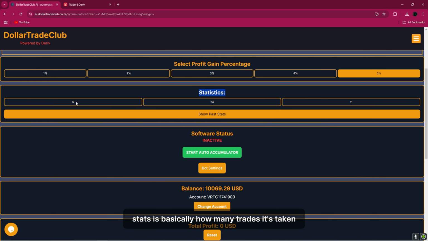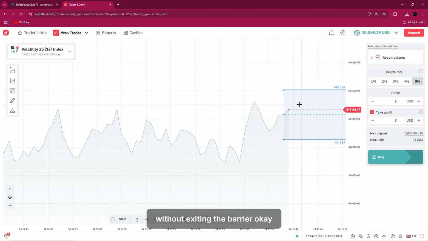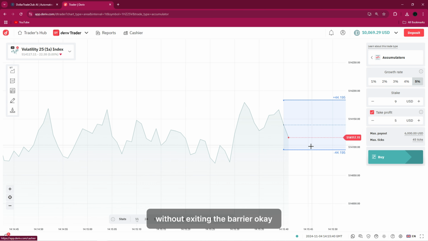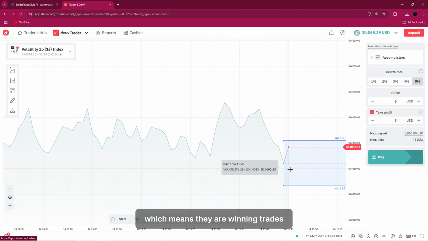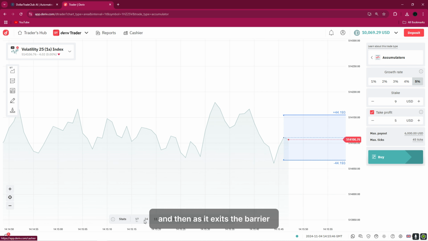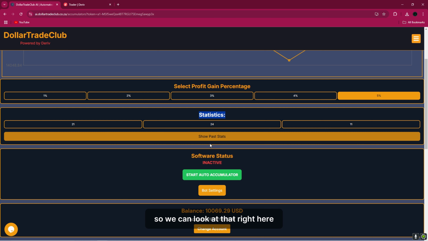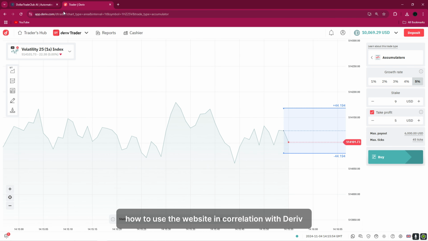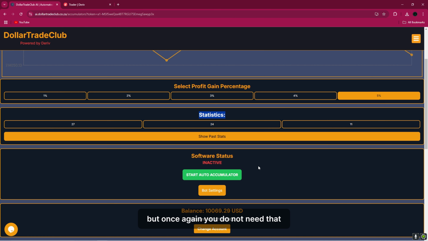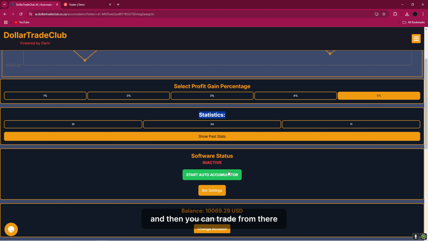So as mentioned, stats is basically how many trades it's taken without exiting the barrier. Okay, so in this case, the last 12 trades were inside the barrier, which means they are winning trades, and then as it exits the barrier, it'll then move on to the next stat. So we can look at that right here. I'm just showcasing to you guys how to use the website in correlation with Deriv, but once again, you do not need that. You just need to have a look at your stats, and then you can trade from there.